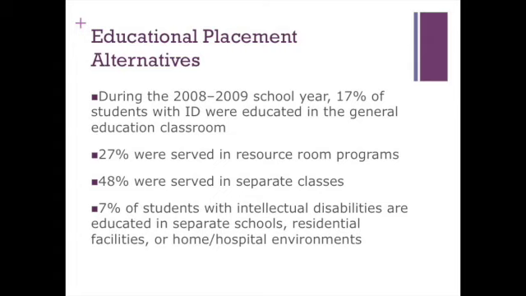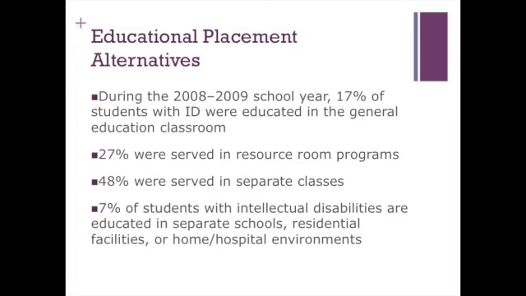27% were served in resource rooms, and about half were served in separate classrooms. Remember that the difference between a resource room and a separate classroom is just what percentage of the day the student is outside of the general education class. In a resource room, they're receiving less than 50% of the day in general education classes, and that includes electives and specials and all that stuff. In a separate classroom, 48%, about half, are receiving more than 50% of the school day in special education without general education peers.